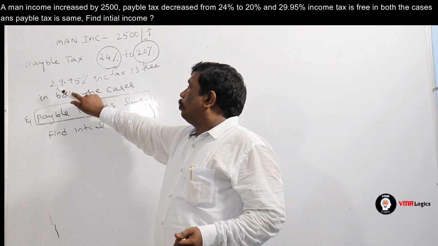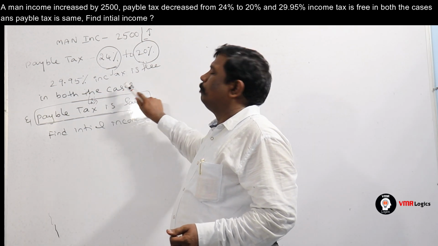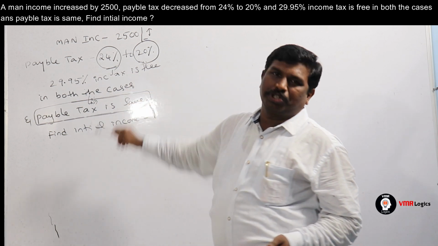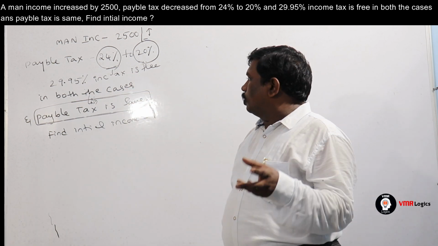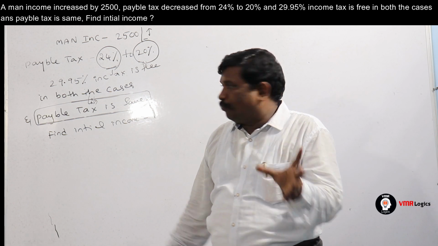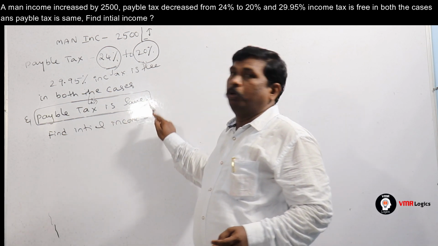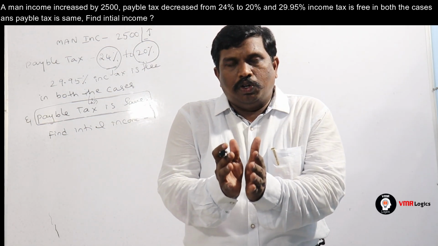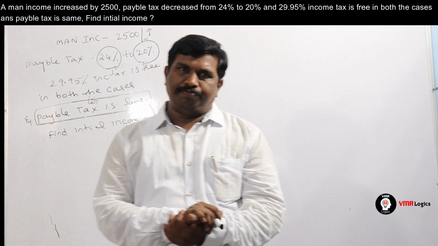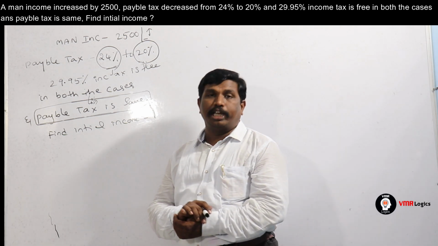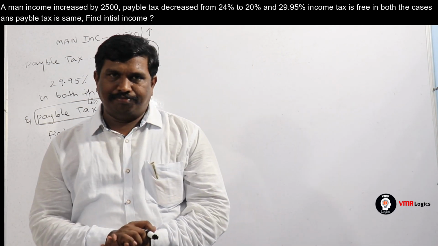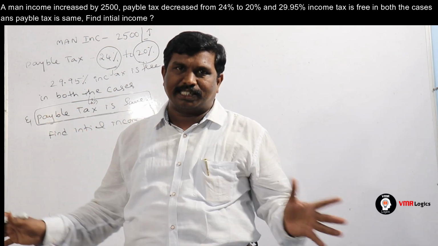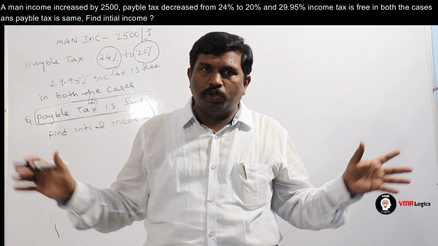And one point given, 29.95% income tax is free in both the cases. Guys, this statement is optional. This is not at all required in the question actually. If you look in the question, what is constant guys? Payable tax is same in both the cases. Initially, how much income tax is the man paying? Now, the man is paying the same income tax. In the question guys, you need to search for what is constant. Payable tax is same in both the cases. Payable tax is fixed.